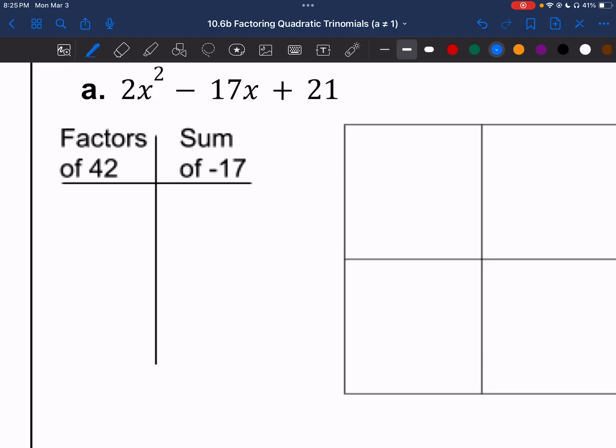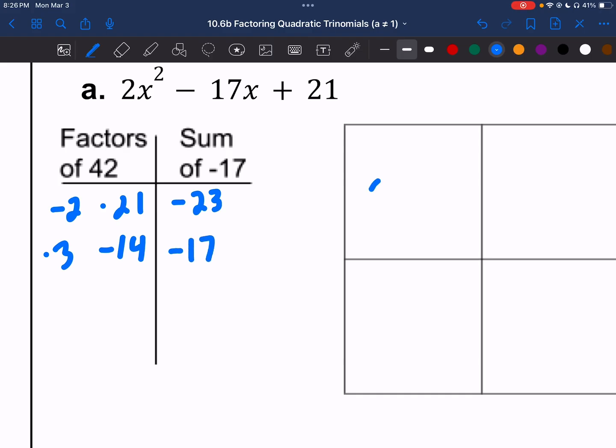Our b value still stays as our sum. So I know that C is positive, so both of these numbers have to multiply to be a positive. So they're both either positive or they're both negative. But our B value is negative, so that tells me they both have to be negative. So if I have a negative 2 and a negative 21, that gives me negative 23. Well, that doesn't give me the right value. How about negative 3 and negative 14? Well, that gives me a negative 17.